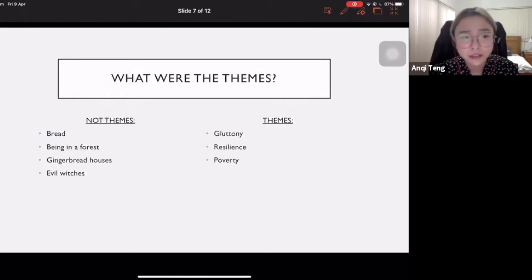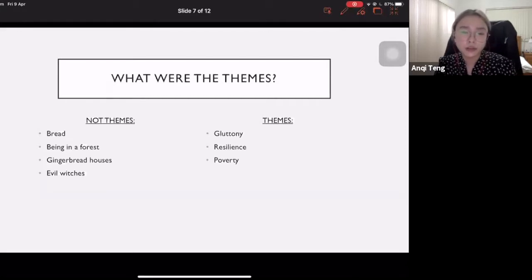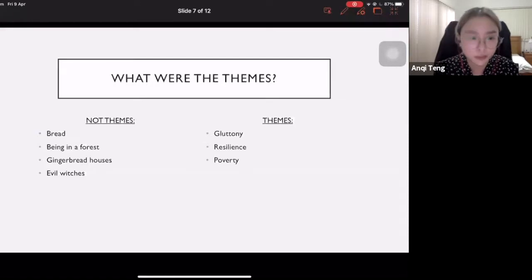Gluttony. The evil stepmother is greedy for more food. She's gluttonous. She wants to get rid of the 2 kids. The 2 children, although they are starved and impoverished, are still gluttonous when they devour the gingerbread house.